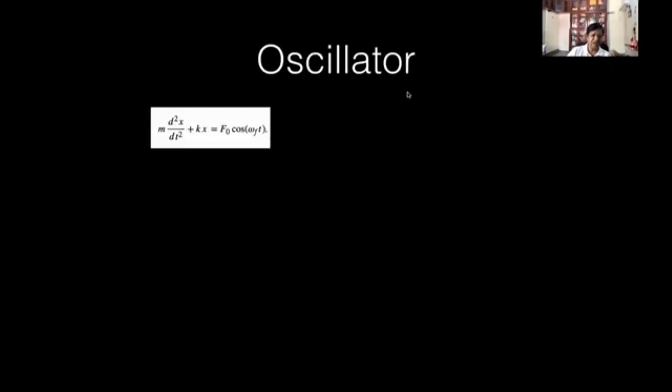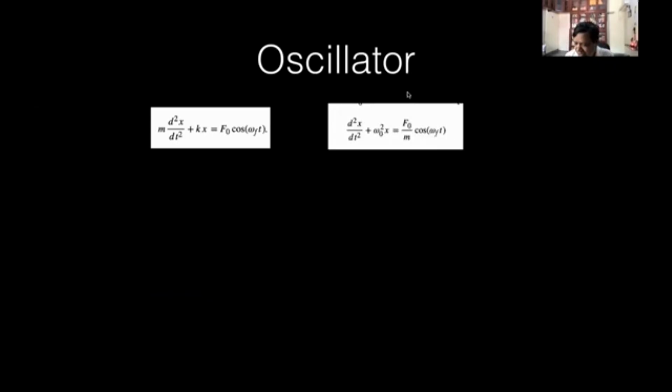So I'm going to start with an example, the oscillator. Okay, so the classical oscillator. So the spring mass is m. Okay, and spring constant is k. The position of the mass is x, and it is forced with frequency omega f.